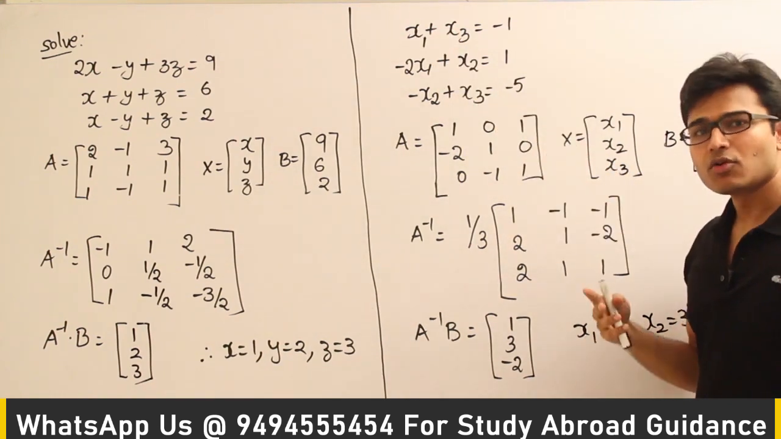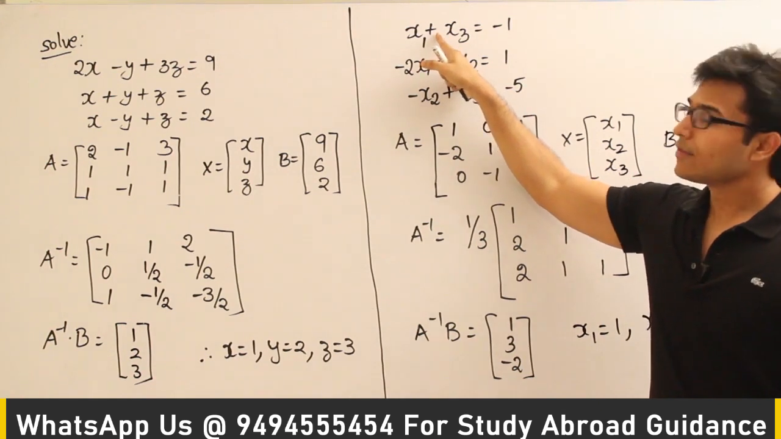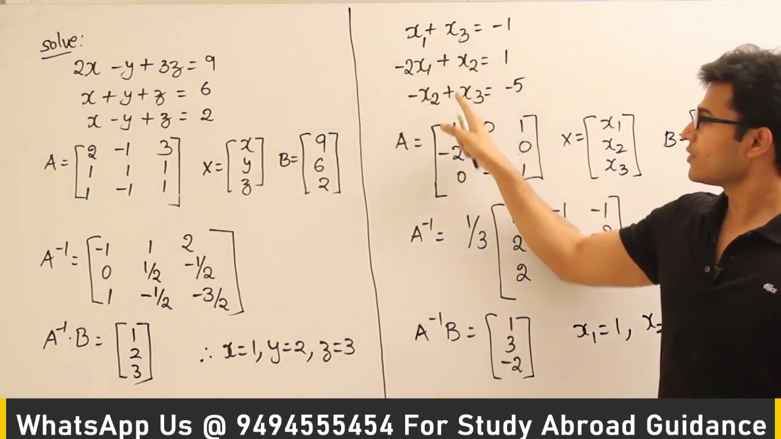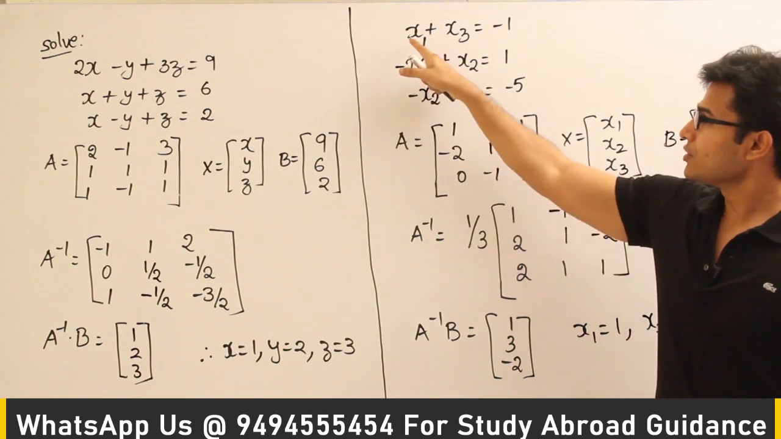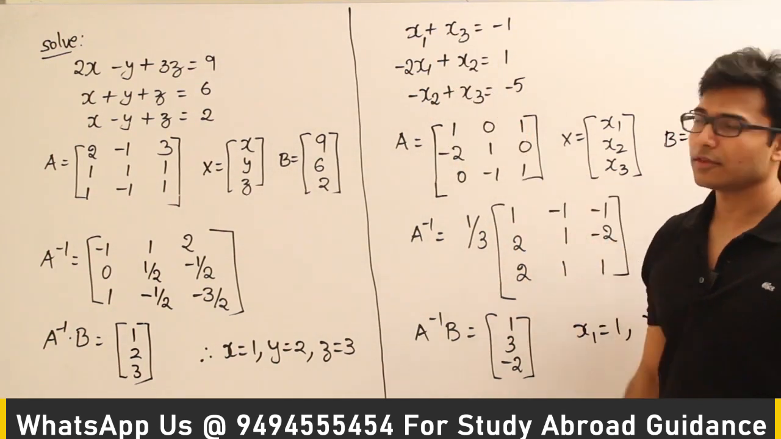So what does it mean? The quotient is 0. Since the variable x2 is missing, the quotient of x2 is 0. That is why I get 0 here. The quotient of x1 is 1, the quotient of x2 is 0, the quotient of x3 is 1.